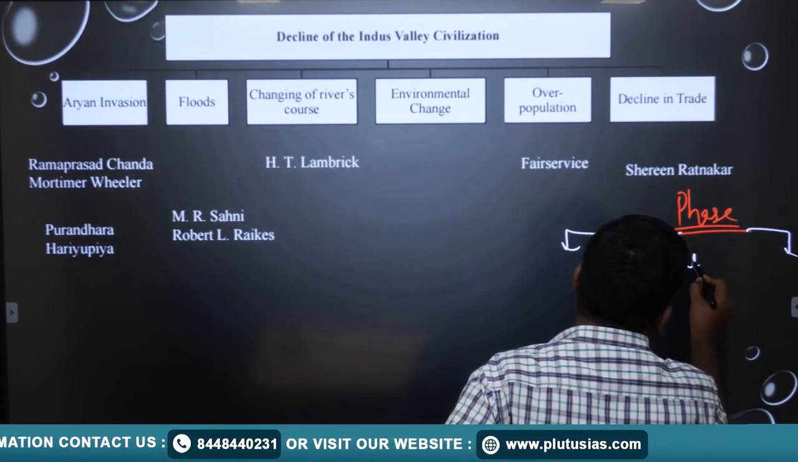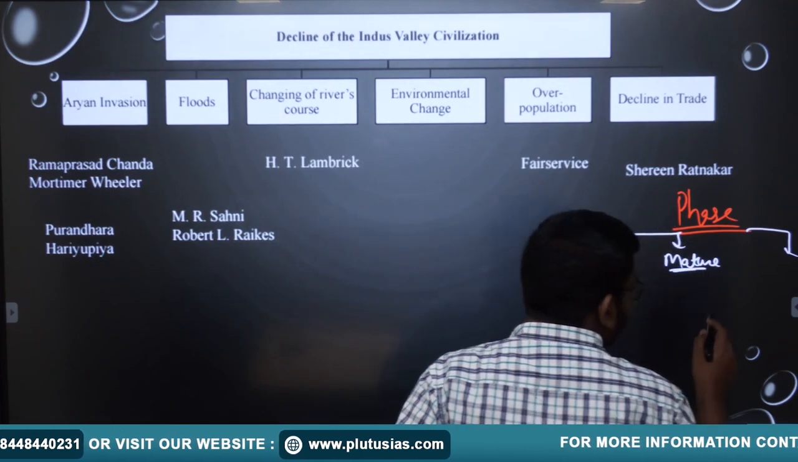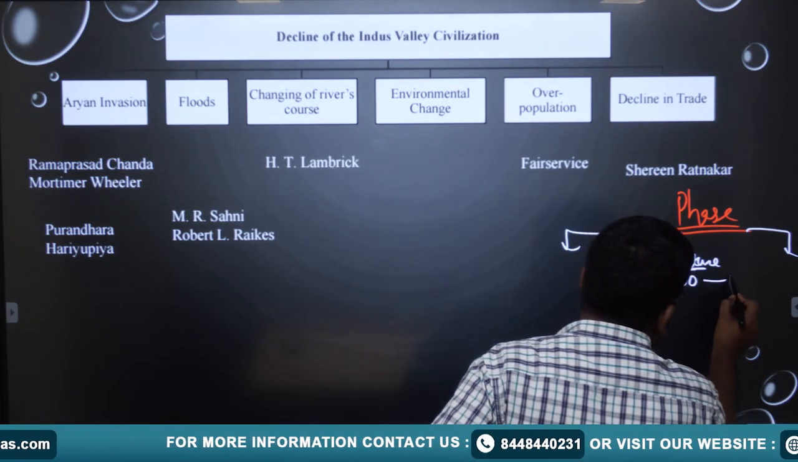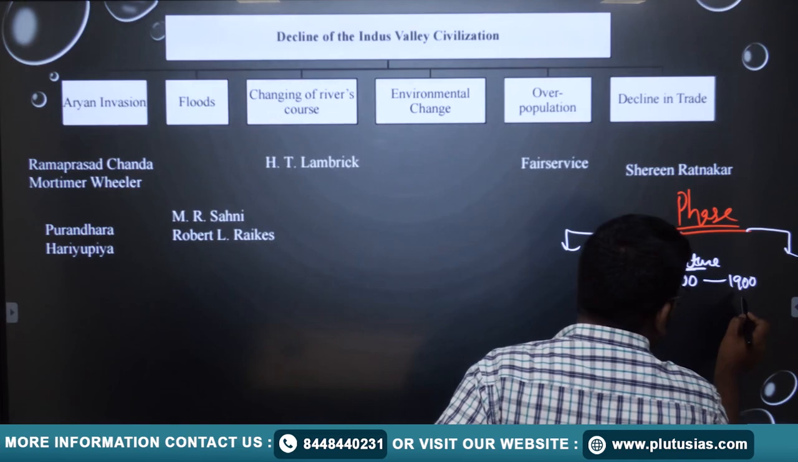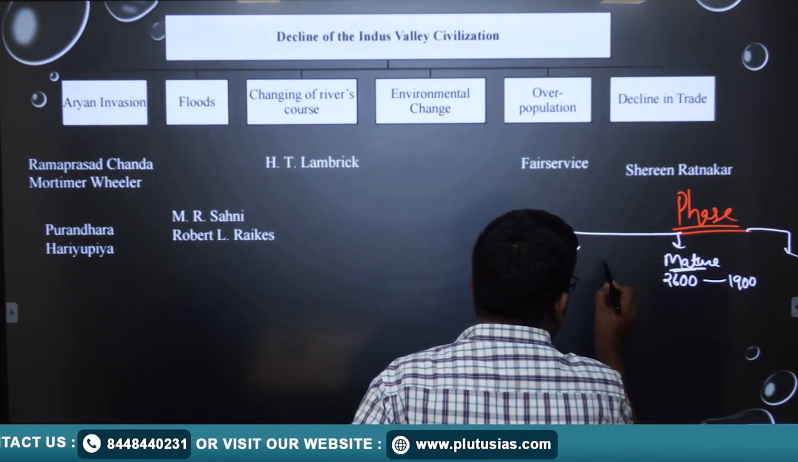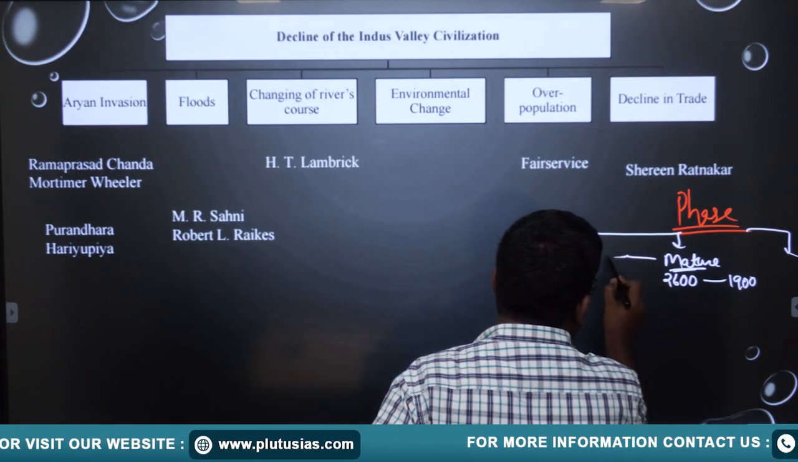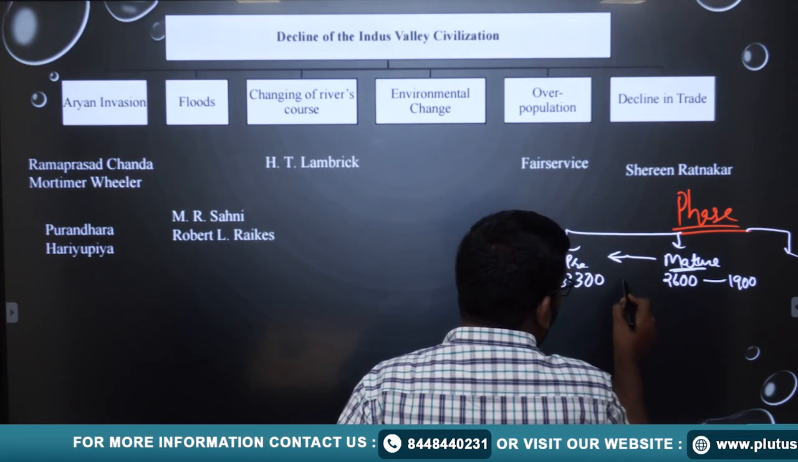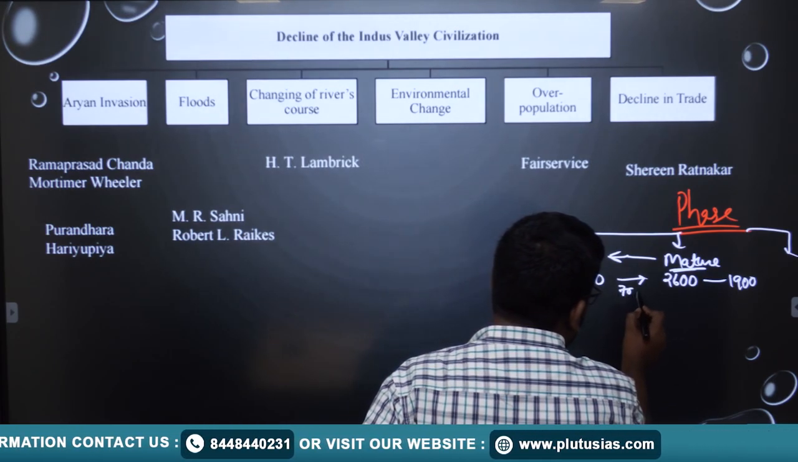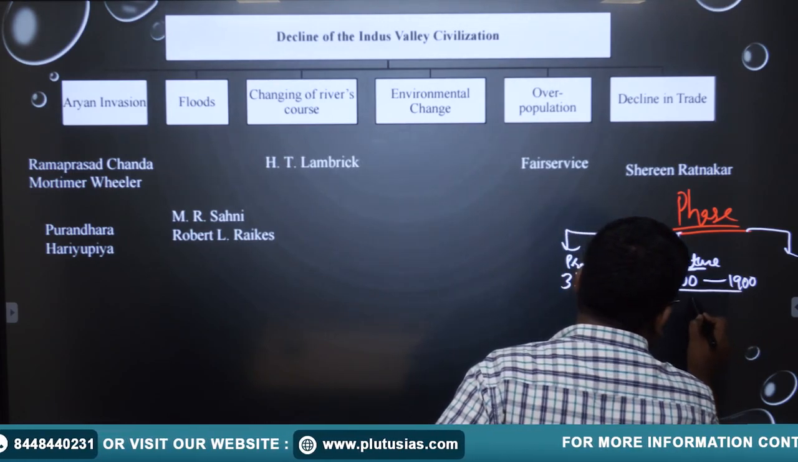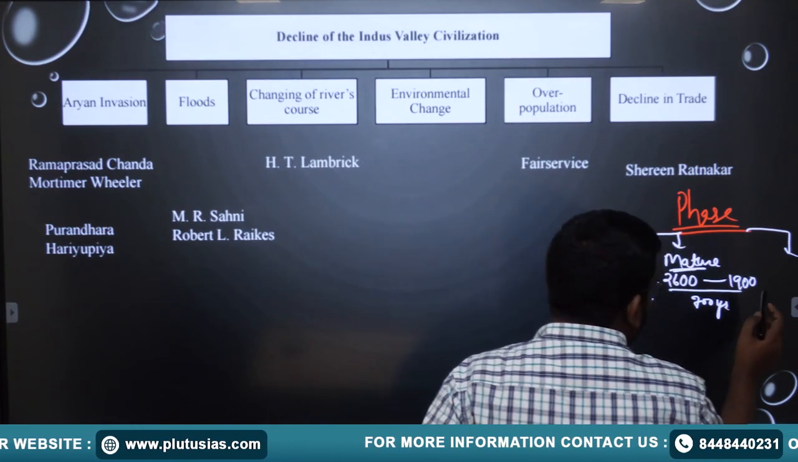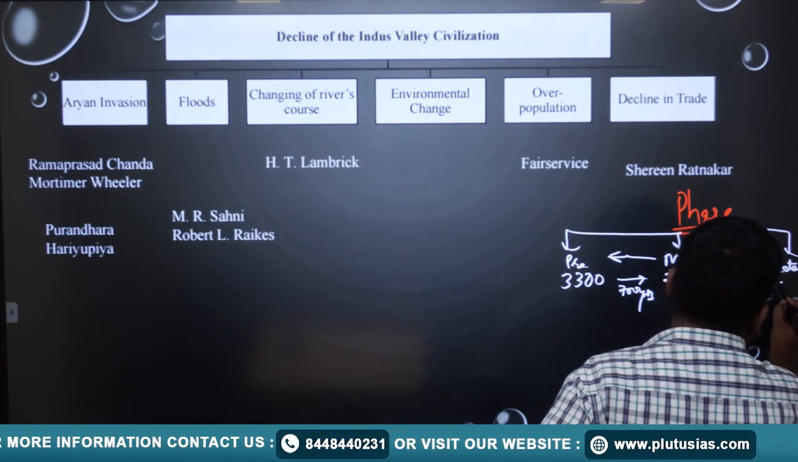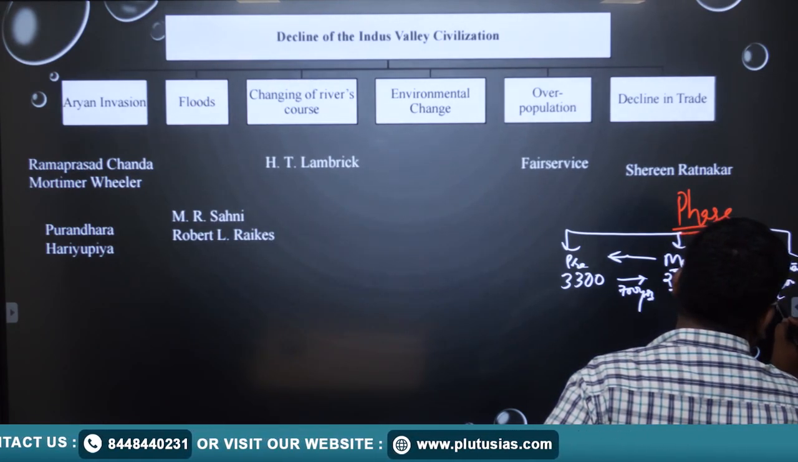The second phase is the mature phase of Indus Valley civilization. This mature phase was around 2600 to 1900. The premature phase, before the Harappan civilization, was from 3300 to 2700, so it was a phase of 700 years. And the third phase is the later phase, which will be from 1900 to 1750.